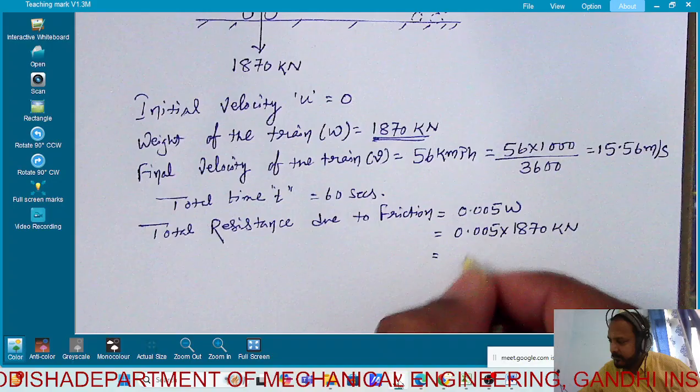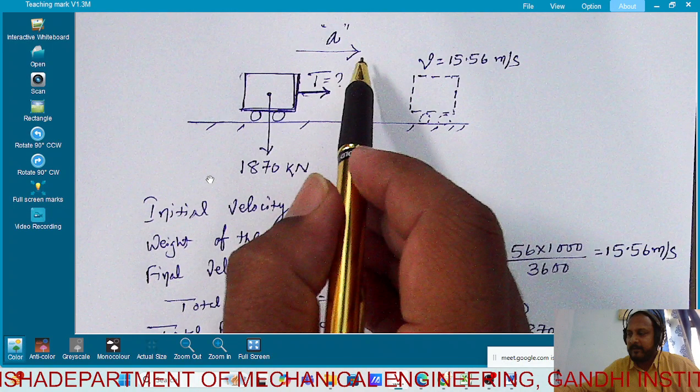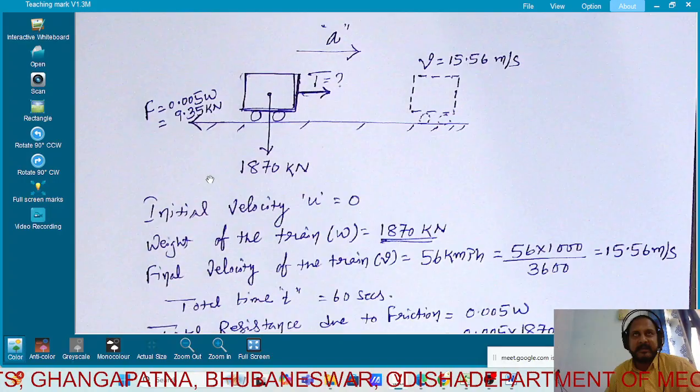Now let us go to this diagram. Because the body is accelerating towards the right side, the frictional force will be towards the left side, the opposite side. So that is 0.005 times the weight. How much did you get? 9.35 kilonewton. So this completes your total diagram.